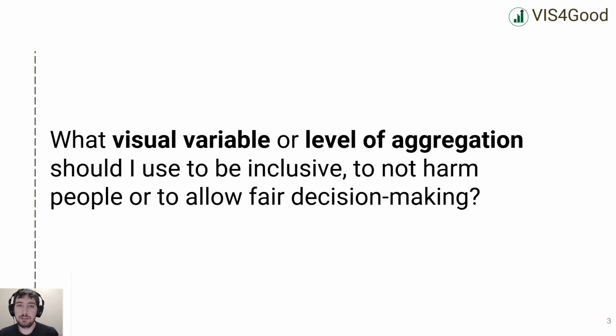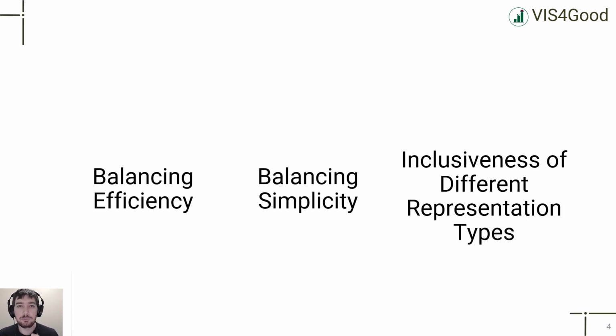So designers who have ever visualized data about people once in their lives have faced the following situations. You want to visualize data representing, sometimes sensitive, demographic information about real people. And you ask yourself, what visual variable or level of aggregation should I use to be inclusive, not harm people, or allow fair decision-making? In this paper, we present three challenges that designers face in visualizing data about people: balancing efficiency, balancing simplicity, and the inclusiveness of different representation styles.